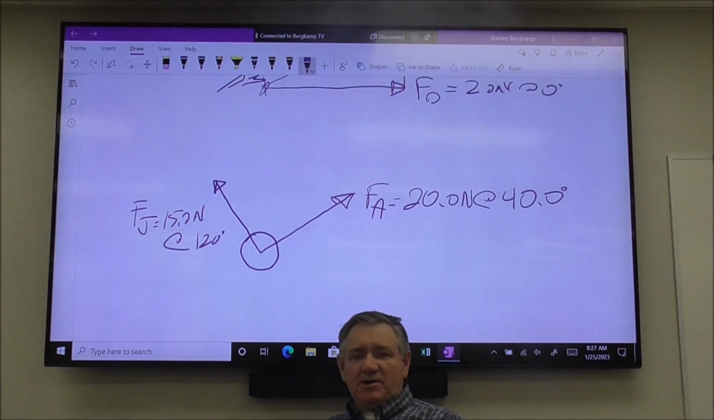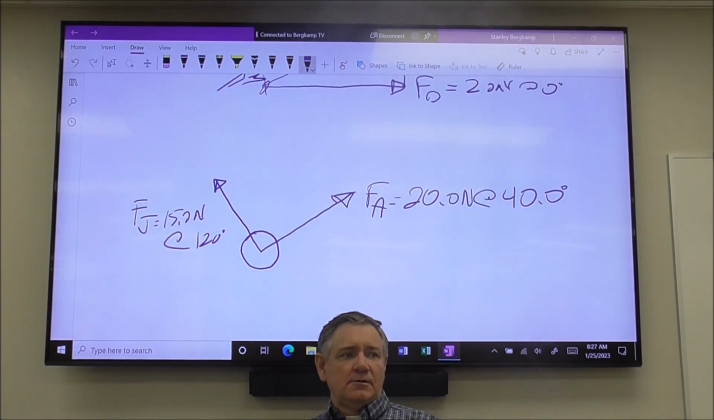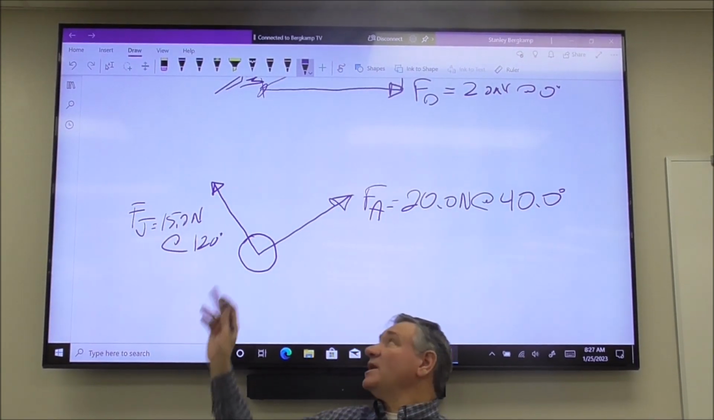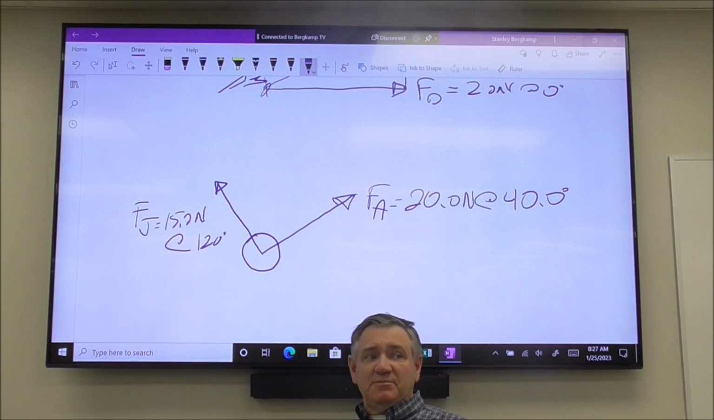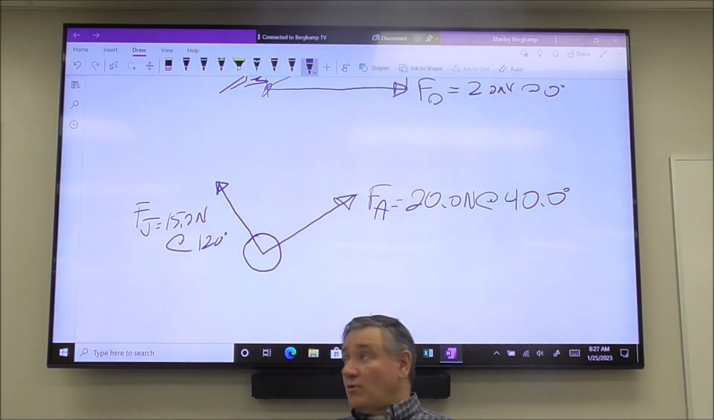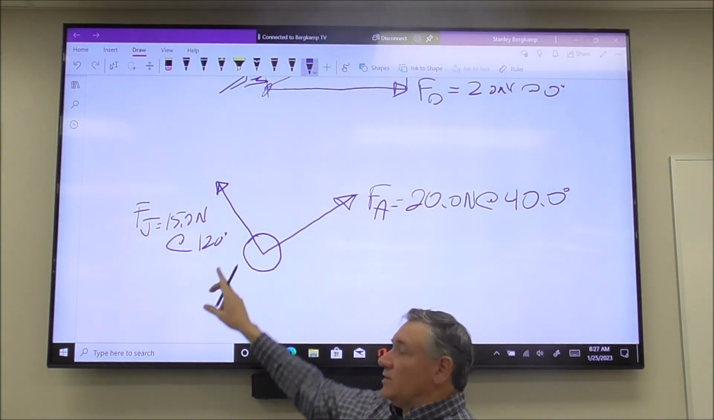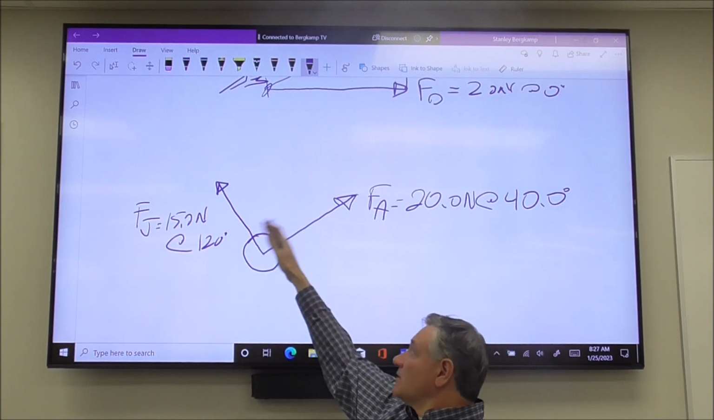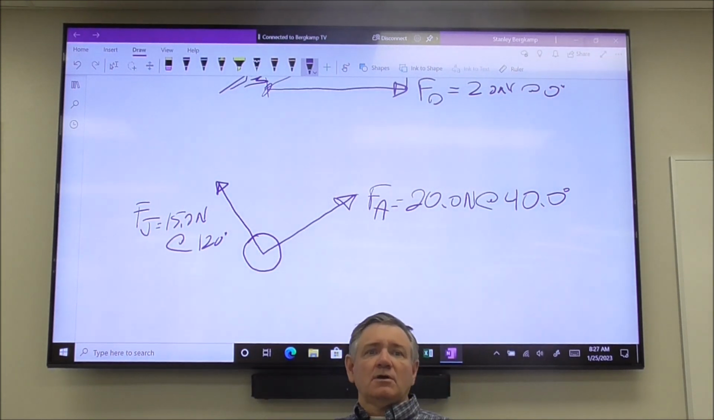Which direction is the ball going to go? What does the angle have to be between? 40 and 120. Closer to 40, closer to 120. Closer to 40, why?